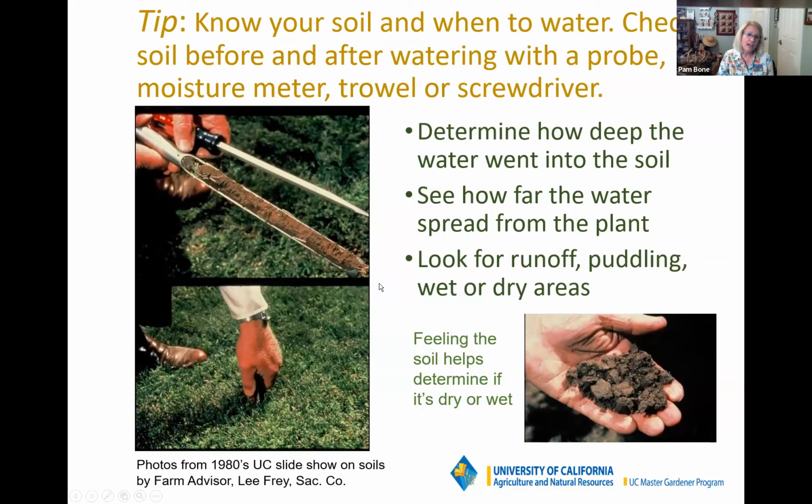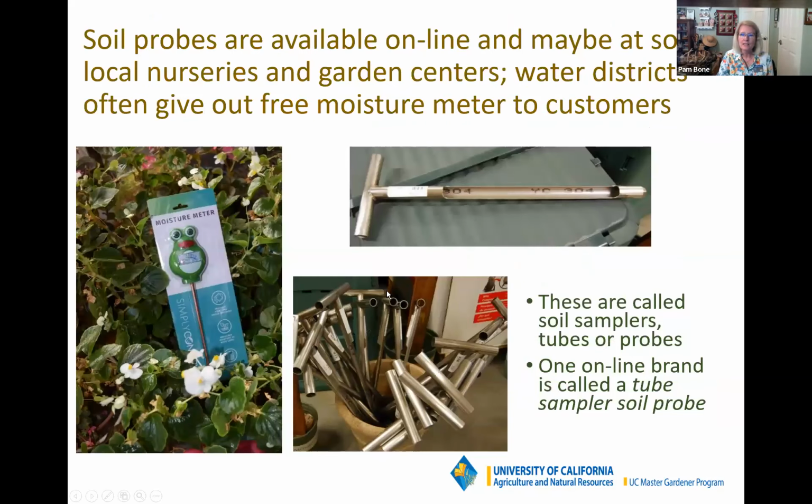And nowadays you have to get them online. We were able to buy them back in those days at farm supply stores. Some nurseries will carry soil samplers or tubes or probes. Some water districts will give out moisture meters. They are kind of limited, maybe works in a container. They give you a very ballpark. For trees and things, it may not be that effective for you.